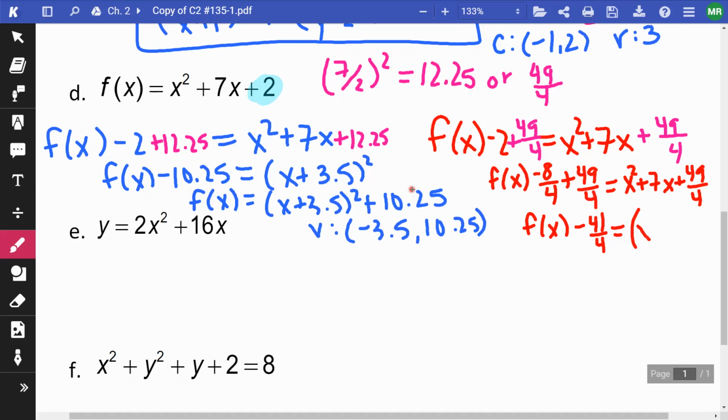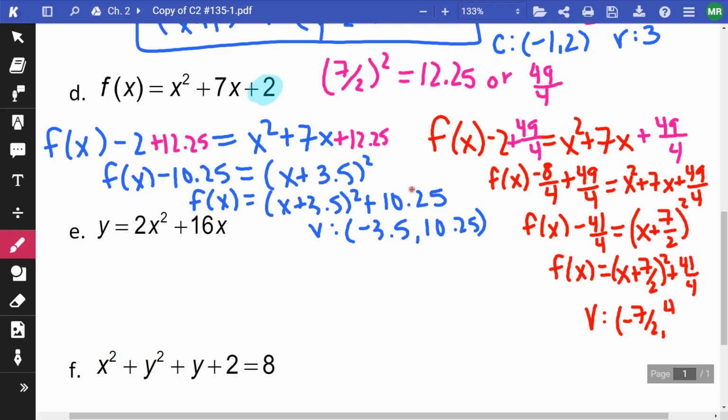And when I do this, I'm going to have x plus, and half of 7 is 7 halves. Leave it as a fraction. And then I'm going to add 41 fourths. So I'm going to have f of x is equal to x plus 7 halves squared plus 41 fourths. And so my vertex in this form would be negative 7 halves, comma 41 fourths. Let me write my 4 better. And again, these are the same two answers.